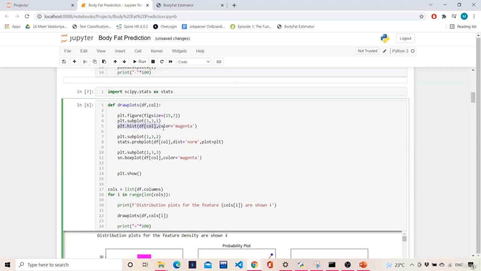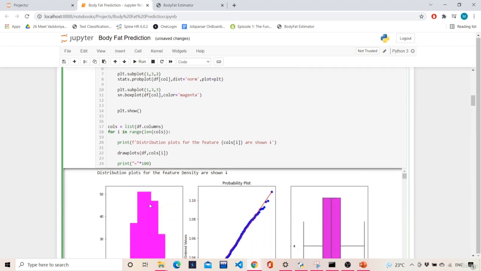Okay, so plt.hist. In matplotlib there is the hist function which is used to plot the histogram. I'm passing df of col, which is nothing but a series object that will get passed, and I want the color of the histogram to be magenta. So this plot will be plotted in the first column.